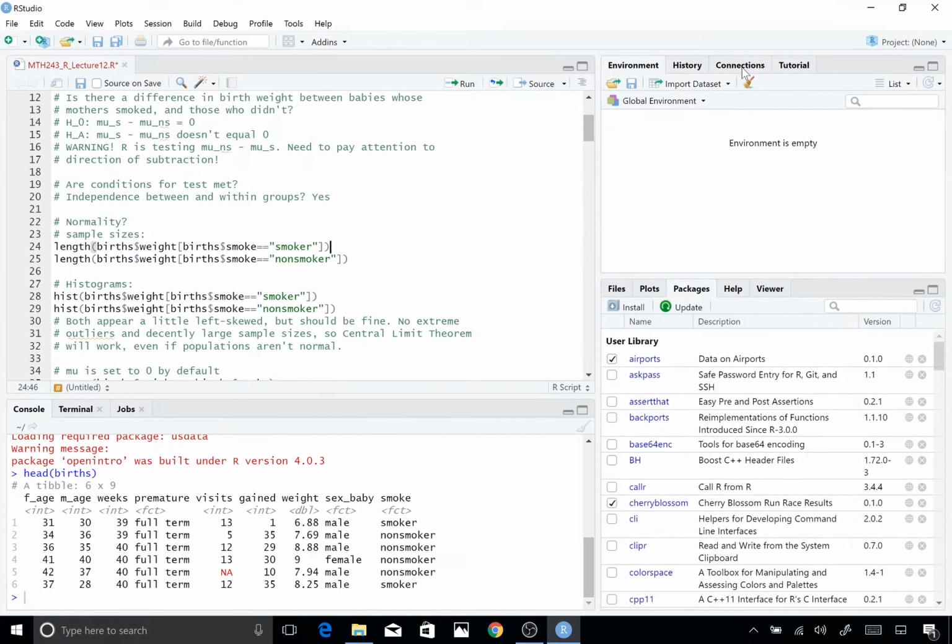The two variables I'm interested in are weight, which is the baby's birth weight, and smoke, which tells us whether or not the mother was a smoker. I want to perform a two-sample t-test to see if there's a difference in birth weight between these groups.